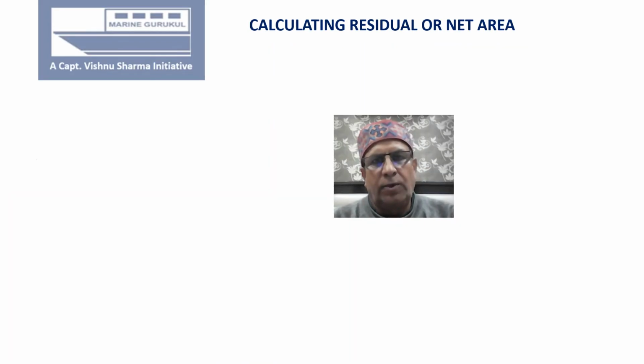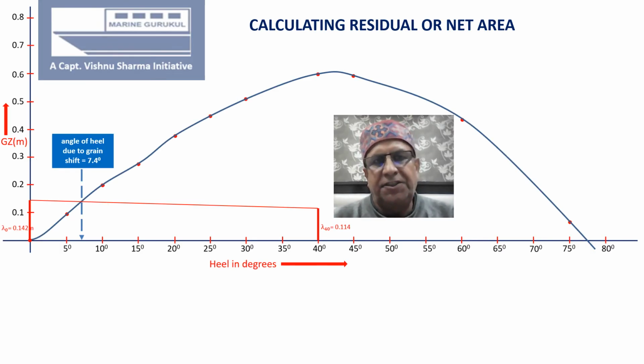Now we carry out a check on the residual or the net area. This is the GZ curve, the righting arm curve, and the heeling arm curve that we have drawn. Now we have to calculate this area from here between these two curves up to the least of the three options. Three options are 40 degrees, angle of flooding, which is 38 degrees in this question, and angle of maximum separation of the ordinates between these two curves.